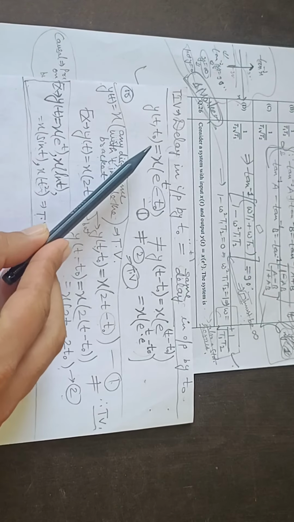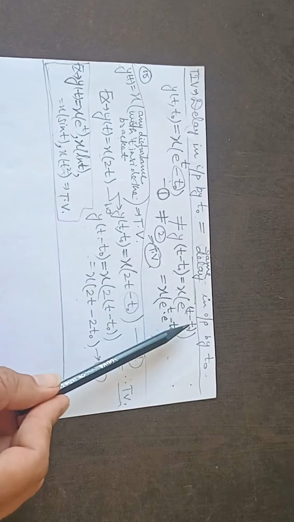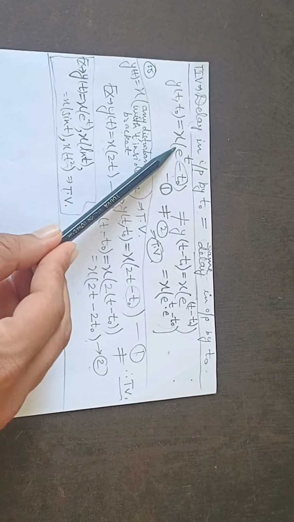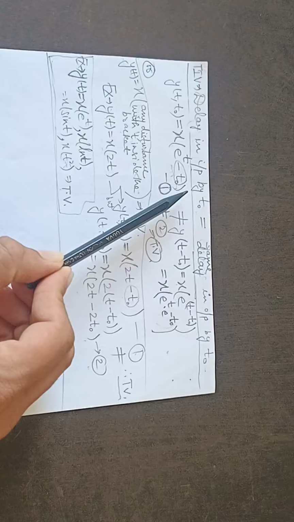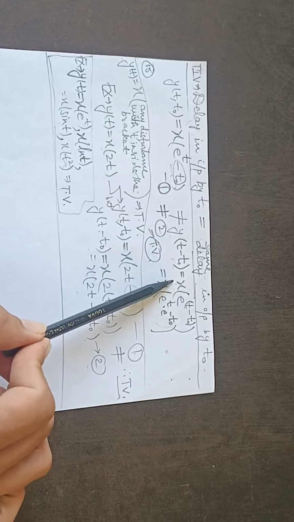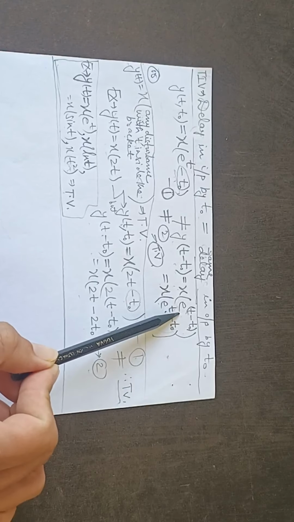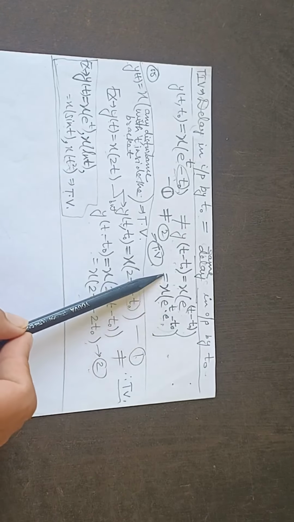To check time variant or time invariant, we will use this simple test: time invariant means delay in input by t0 is equal to the same delay in output by t0. Delay in input by t0 means we write x(e^(t-t0)), introducing minus t0 inside the bracket. But delay in output by t0 means we replace each t by t minus t0. So y(t-t0) is x(e^(t-t0)), which is basically x of e^t times e^(-t0). So clearly these two are not equal, so it's a time varying system.